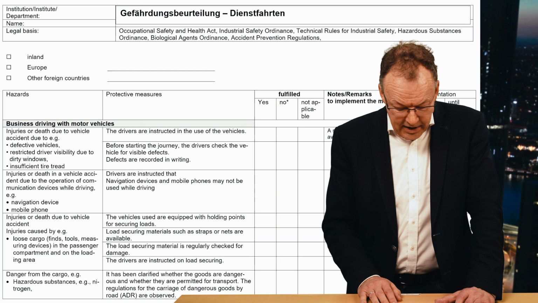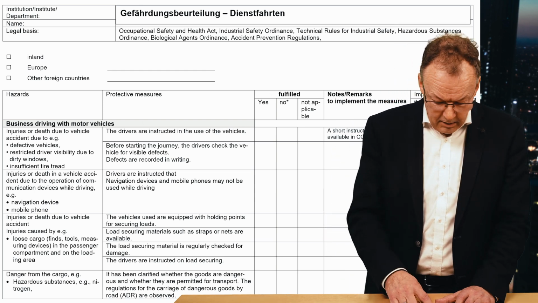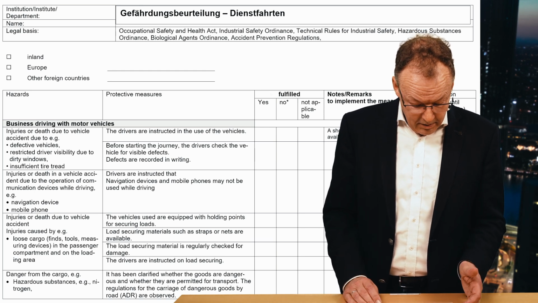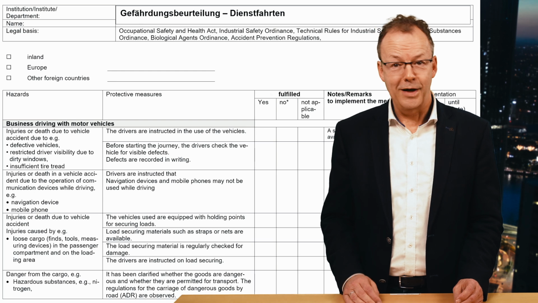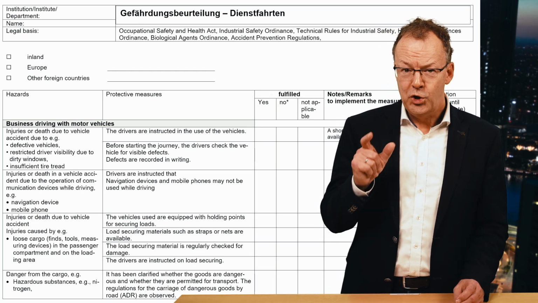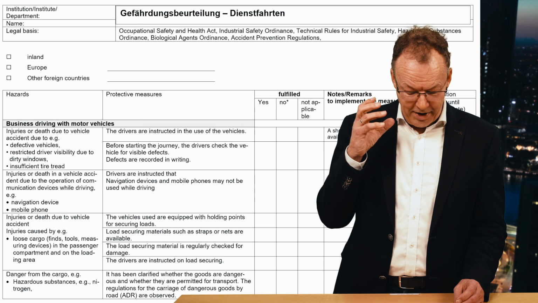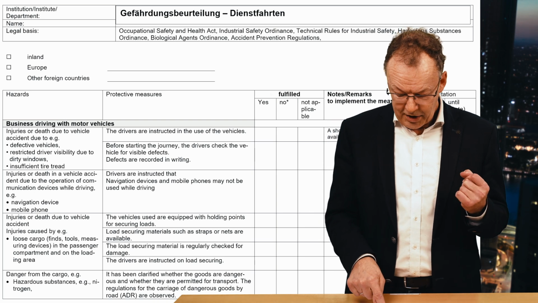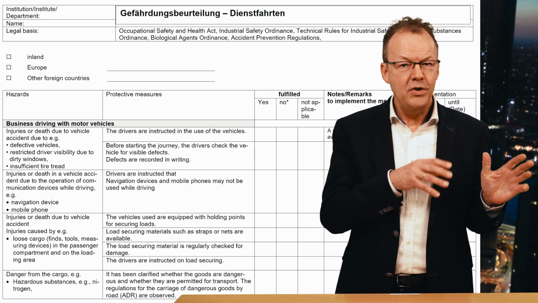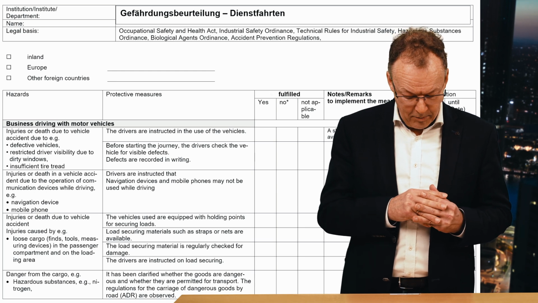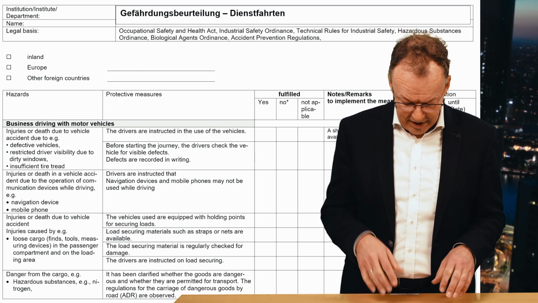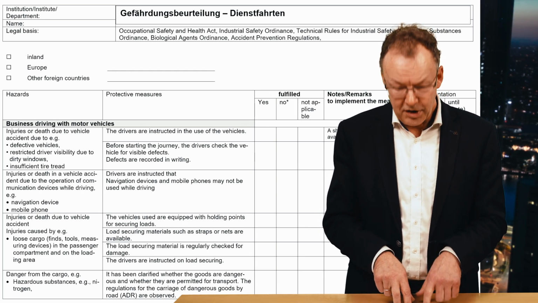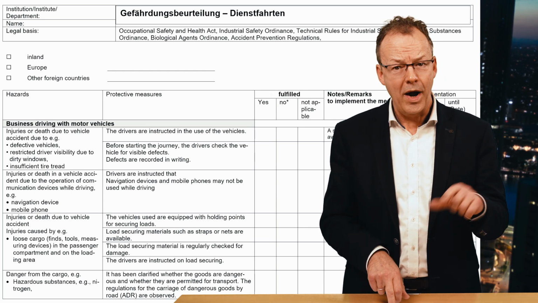Anyway, the next thing is injuries or death in vehicle accidents due, for example, to operating communication devices while driving. So, for example, if you have your mobile phone, you shouldn't phone while driving, and then you have to say yes, no, not applicable. And I was wondering which one I should check. If I don't drive with a mobile phone, I usually don't phone while I'm driving. Do I have to say yes, it is fulfilled, so the countermeasure is fulfilled that I don't do it, or do I have to say no, I won't do it?